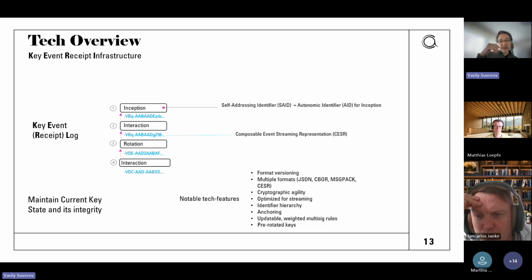So it's optimized for streaming, as I talked about. You have identifier hierarchy, right? You can delegate things. You can anchor the data through the different events. You have updatable weighted multi-sig rules, and you have priority keys, right? So now you can have the whole picture. So it's a very sophisticated mechanism that allows you to basically really manage your keys and make sure that people really can control them, change and update them as needed, and evolve the system as new use cases become needed or new cryptographic approaches become needed, right, and available. So that's an important thing.